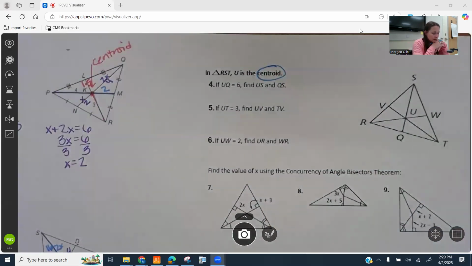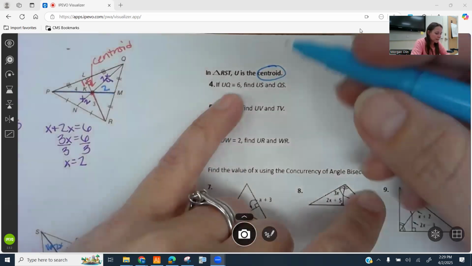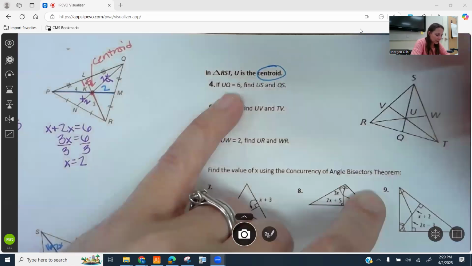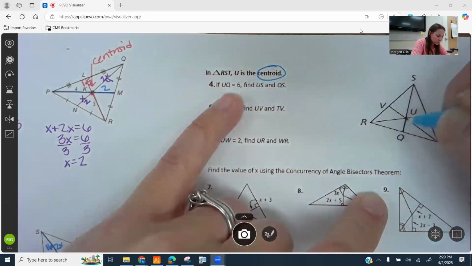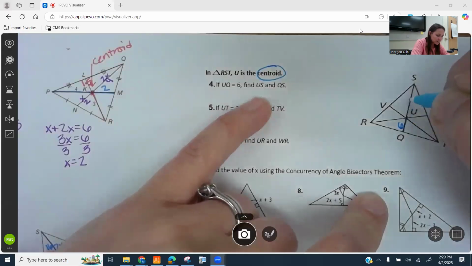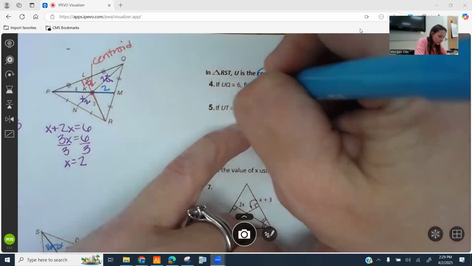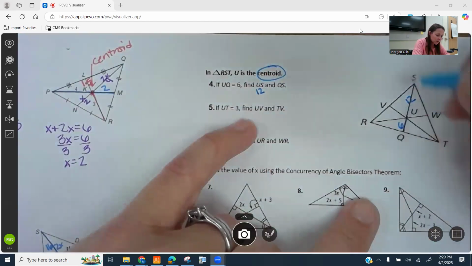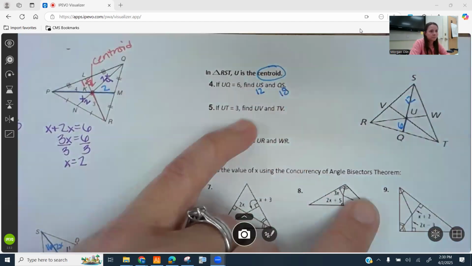So if you want to, go pause this. I'm going to go solve some of this as well. These aren't necessarily the same thing. Now, if they give us UQ, UQ, this part, is 6. What is US? Well, US is double that. That's 12. And then what's QS? Well, if I add it together, I get 18.